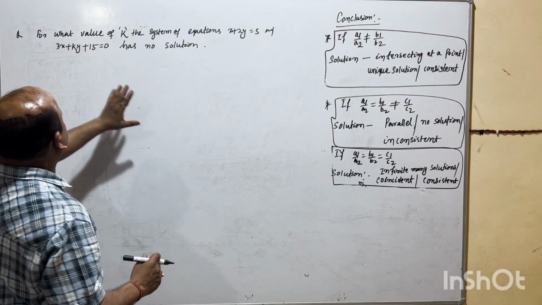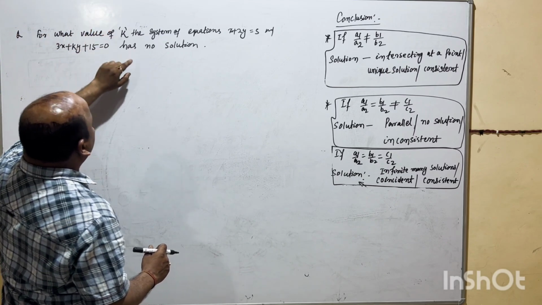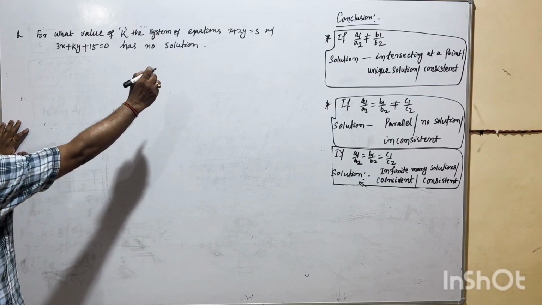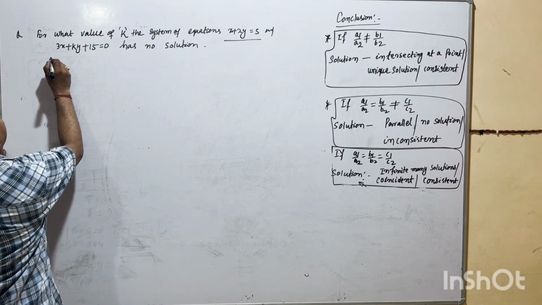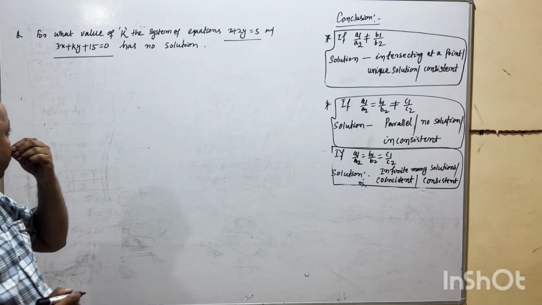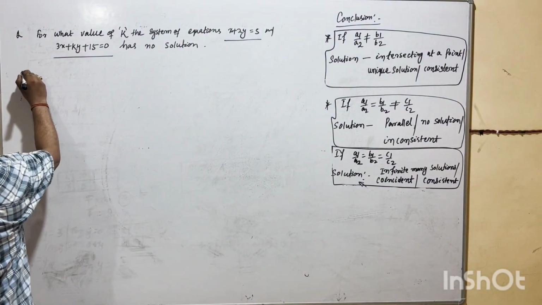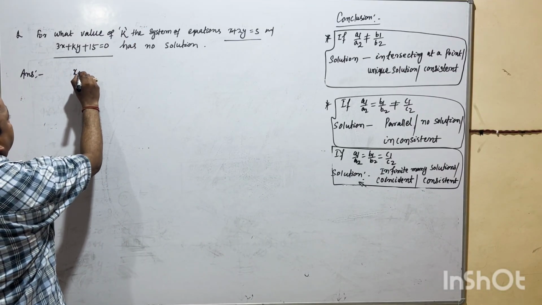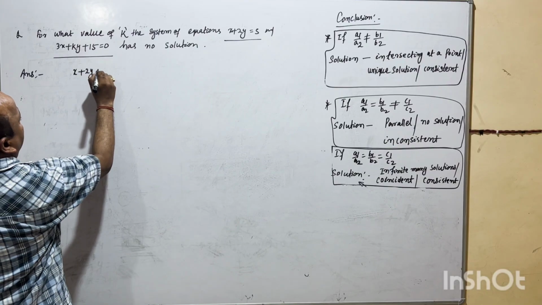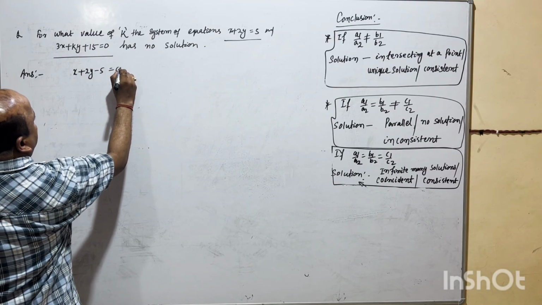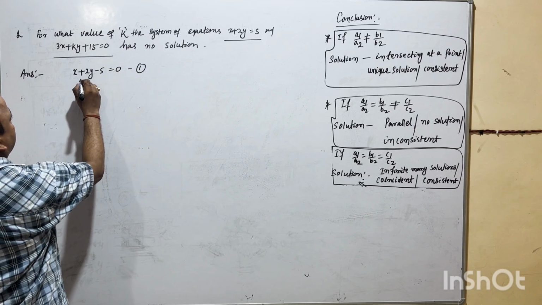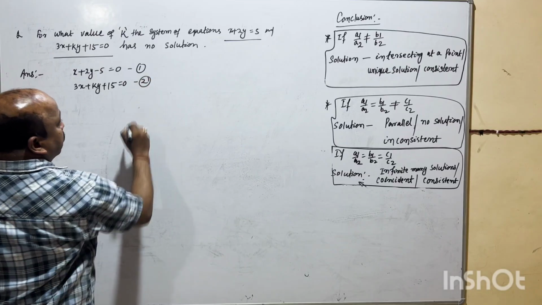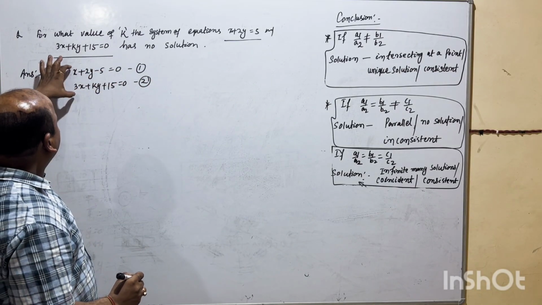So now, using these conditions, I am going to solve this question. 2-mark questions like this will come in your exam. For what value of k does the system of equations x plus 2y equal to 5 and 3x plus ky plus 15 equal to 0 have no solution? How do we get the value of k? Taking 5 to the left-hand side, equation 1 is x plus 2y minus 5 equal to 0, and equation 2 is 3x plus ky plus 15 equal to 0.